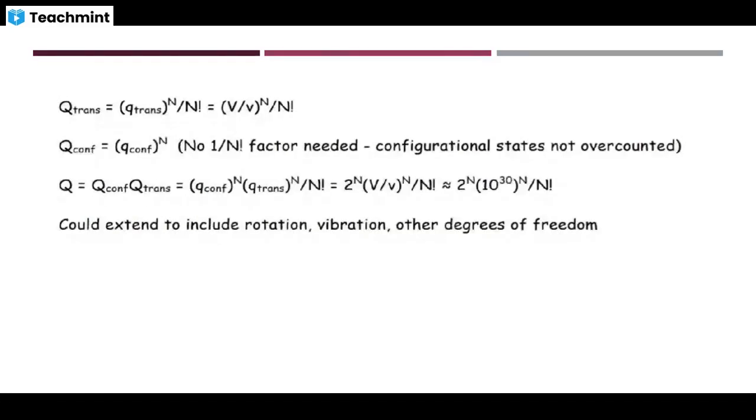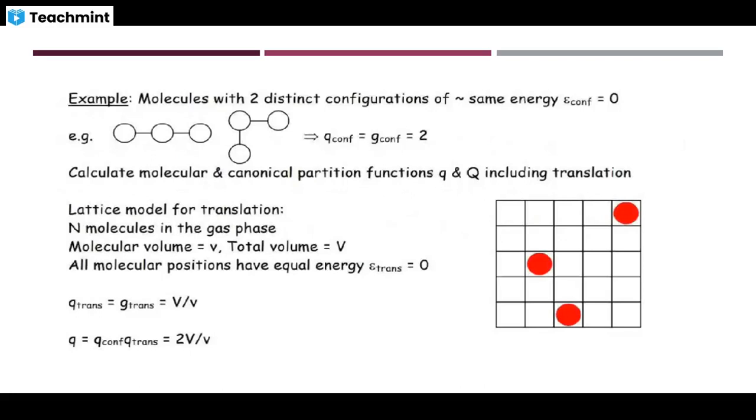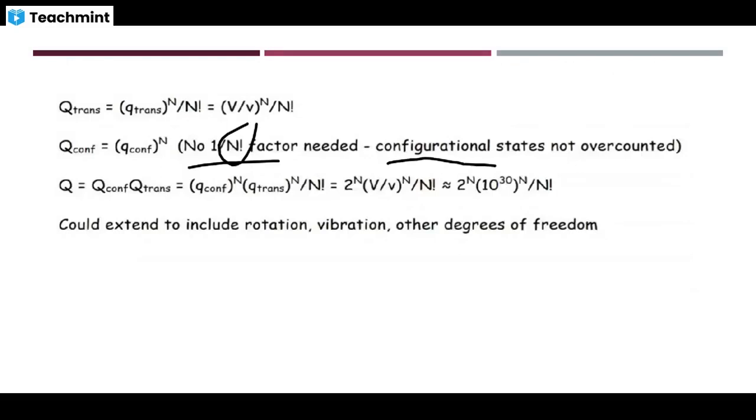Capital Q translational is nothing but small q translational whole power n divided by n factorial. And for configurational, you don't need to divide by n factorial, because each configuration is different. Okay, so you see this configuration is different from this configuration, so you don't need to divide by the n factorial. For translational, you should divide by the n factorial, because you cannot distinguish two translational states.